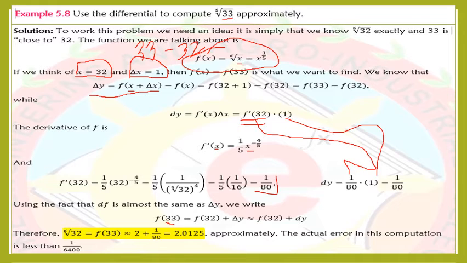Saan galing si 2? Yan yung value ni f of 32. Plus yung 1 over 80 is yan yung value ni dy. So, which is equal to 2.0125 approximately. So, the actual error in this computation is less than 1 over 6,400.